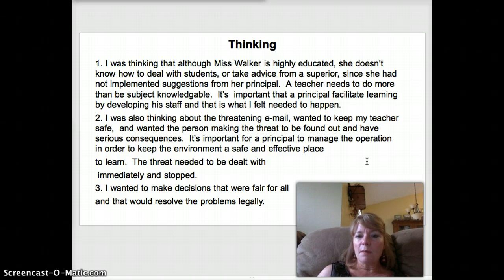I was also thinking about the threatening email, and I wanted to keep my teacher safe. I wanted to keep the school safe. I wanted that person making the threat to be found out and have serious consequences. It's important for a principal to manage the operation in order to keep the environment a safe and effective place to learn. So I felt that the threat needed to be dealt with immediately and stopped. I needed to send a message that this kind of behavior would not be tolerated in my school. And I wanted to make decisions that were fair for all and that would resolve the problem legally.